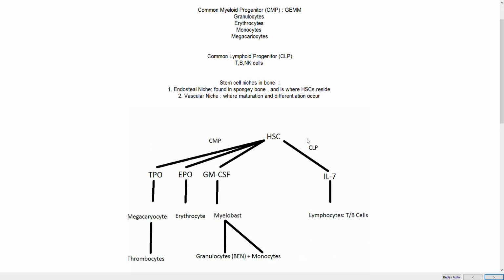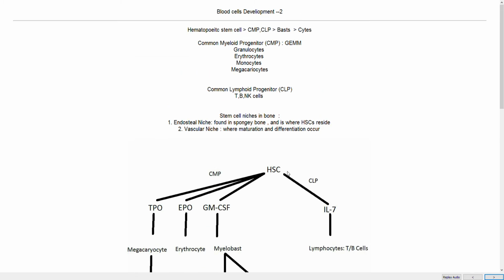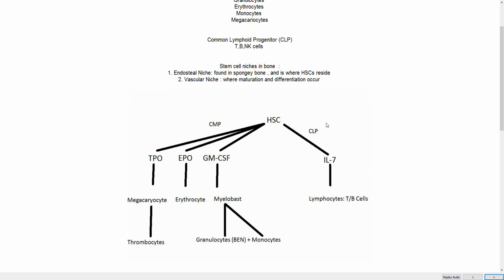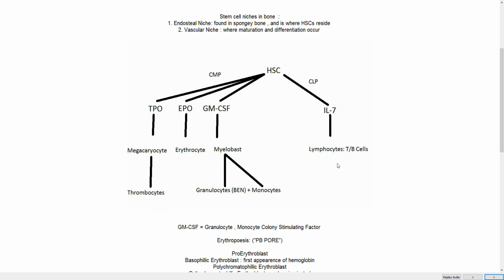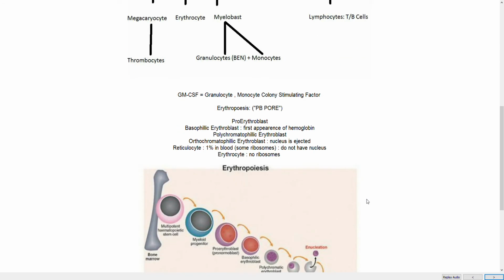There's also the common lymphoid progenitor route, which the stem cell can take, and this leads to the production of T and B cells. And the important hormone or cytokine here to remember is interleukin 7. So if interleukin 7 acts on your common lymphoid progenitor, you're going to get a T or a B cell.